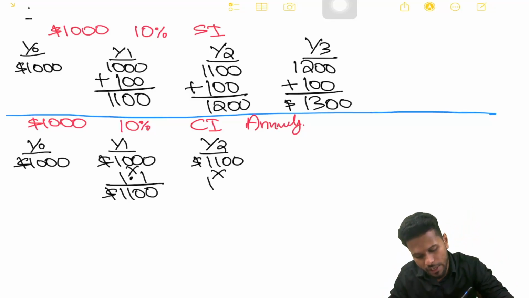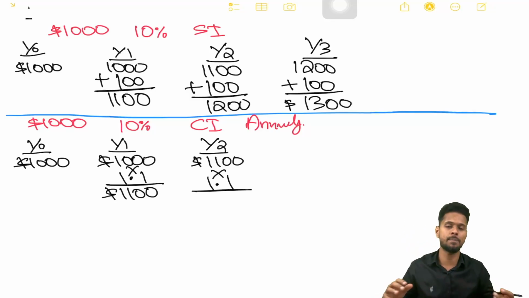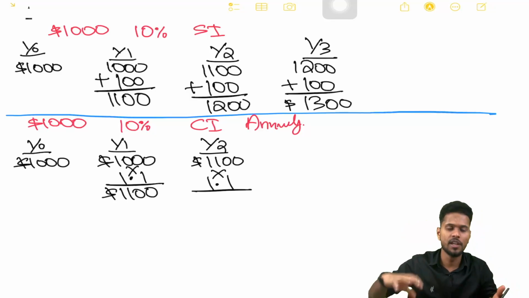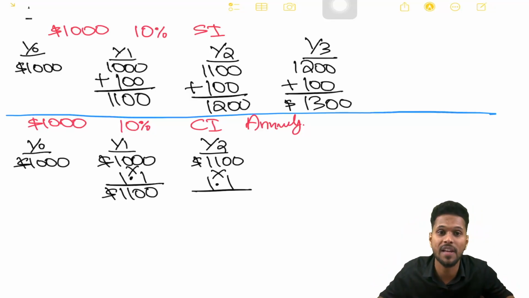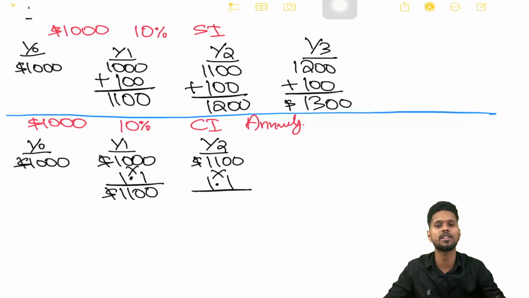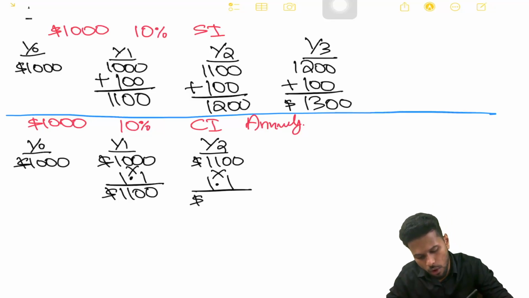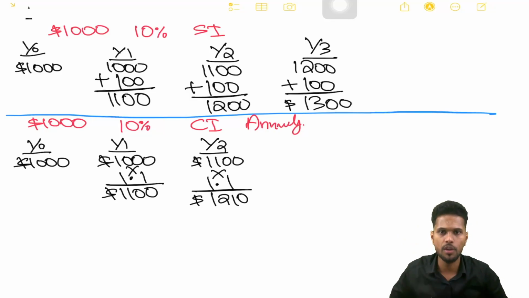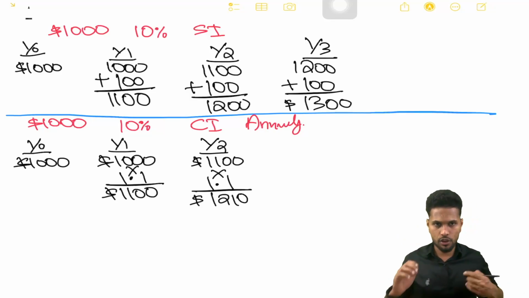So again the amount will be increased by 10 percentage. That means the amount itself is 100 percentage plus an extra 10 percentage, so 110 percentage. In decimal form it is 1.1. So it will be $1210. Clear? So the next one is year 3.